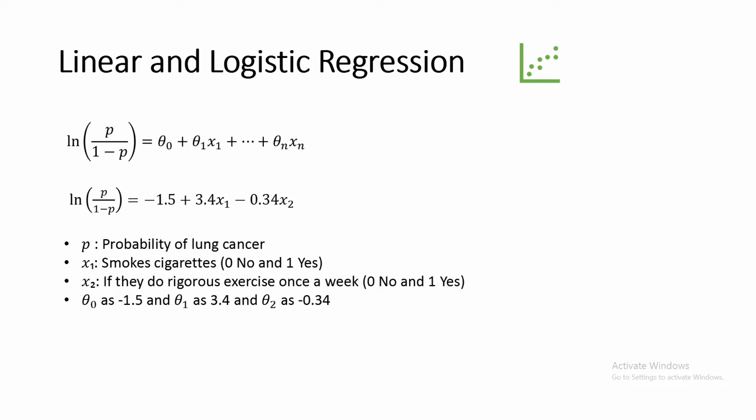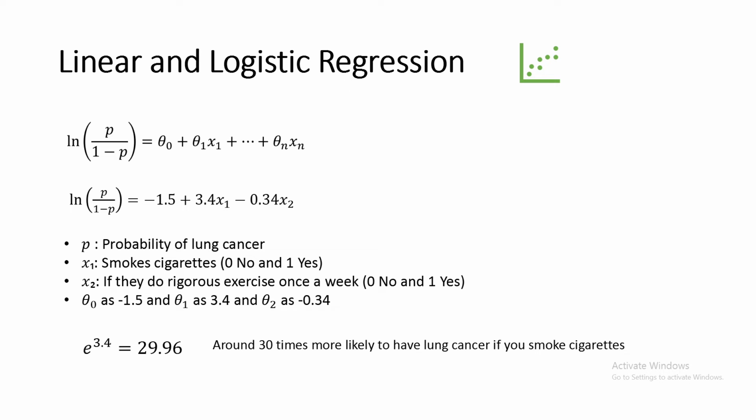So as with linear regression, we can simply take the absolute values of the coefficients, and we find that 3.4 is larger than 0.34. So therefore, smoking cigarettes is more important when it comes to predicting if a person will have lung cancer. Another interesting way to look at feature importance is something called the odds ratio, where we take the exponentials of the coefficients and we can interpret our feature importance a little bit more deeply. So e to the power of 3.4 gives us something around 30, suggesting that it's around 30 times more likely to have lung cancer if you smoke cigarettes.